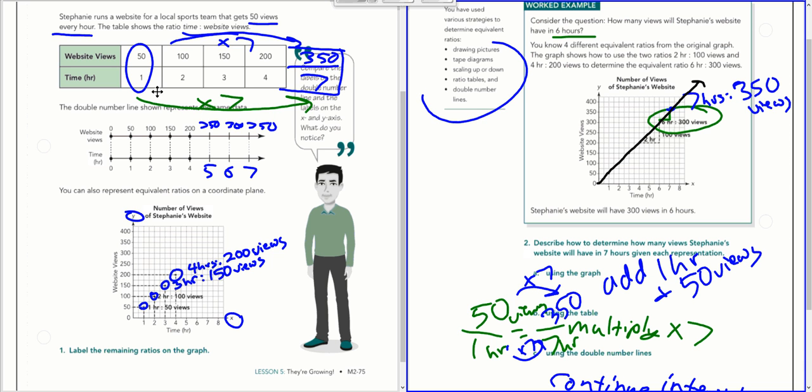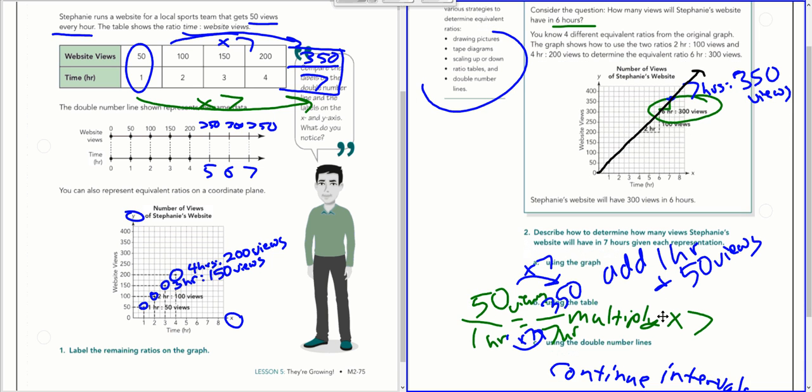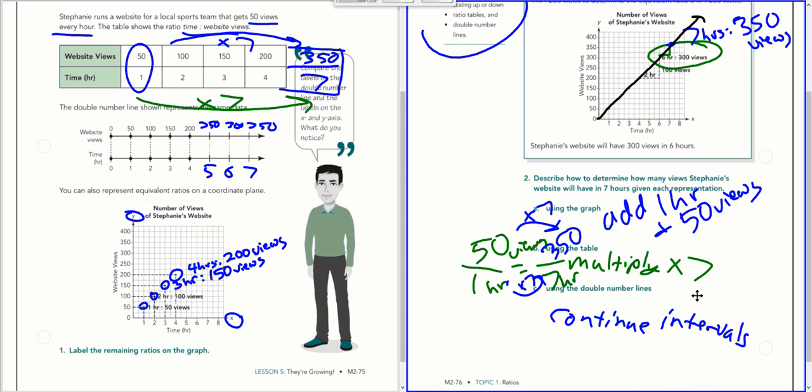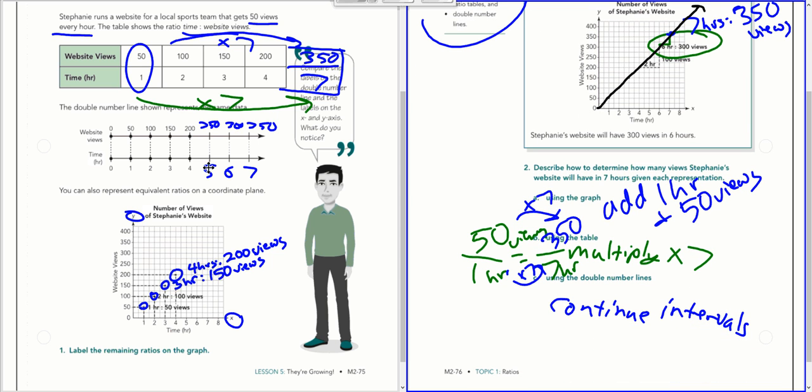Now using the table, I could scale up from 1 to 7 by multiplying by 7, so 50 times 7 would be 350. It's a little bit like solving this proportion using scaling up. Basically, the idea is I'm multiplying by 7. And then on my double number line, I could just continue on.